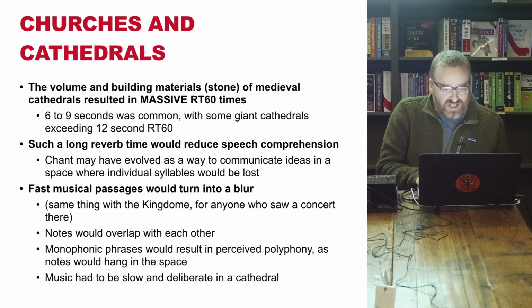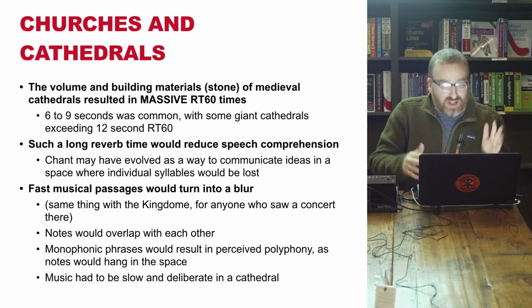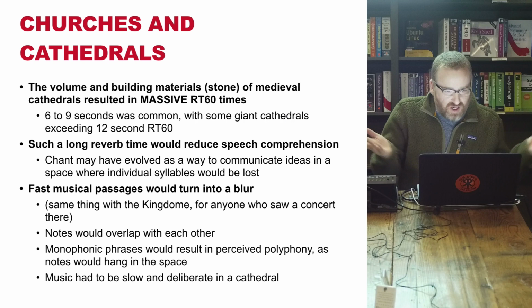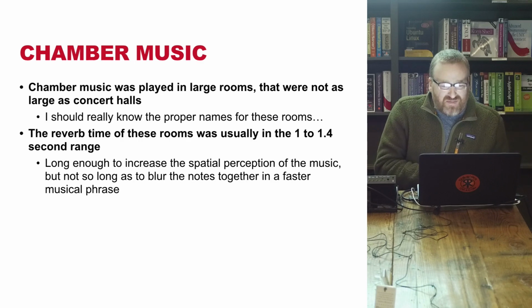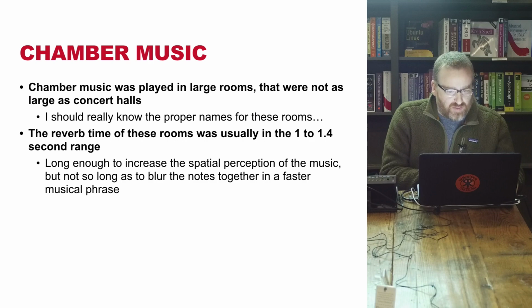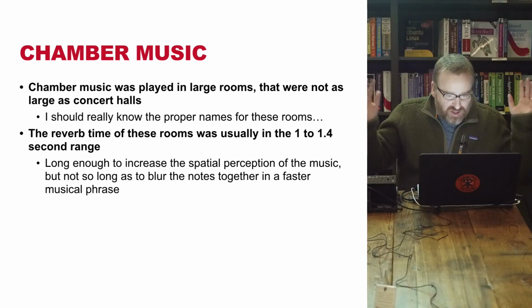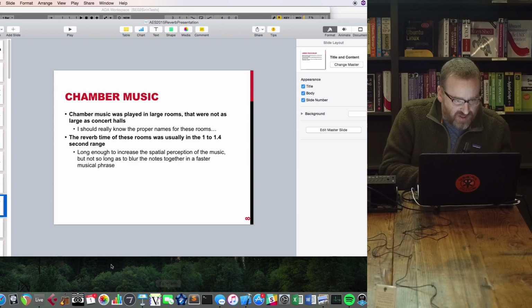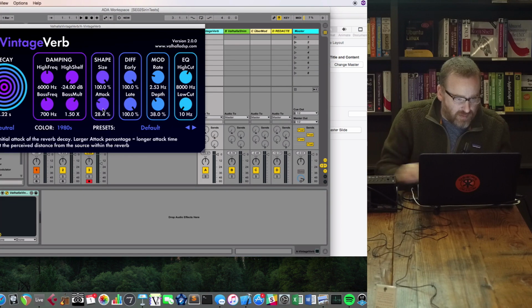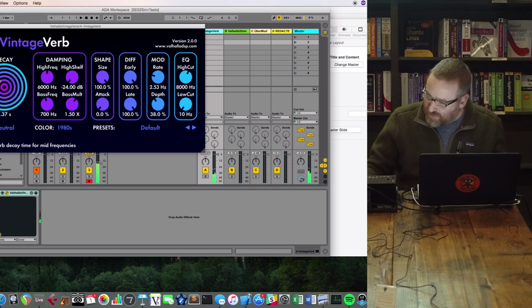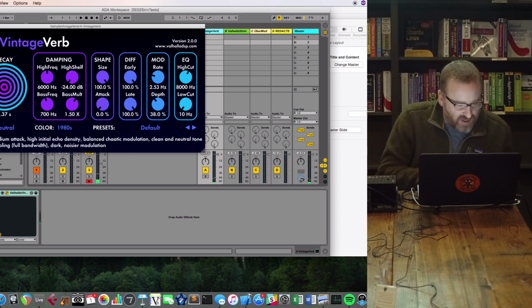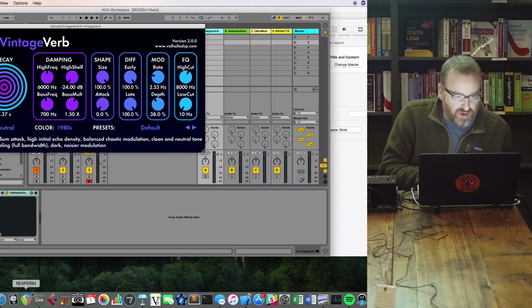So music in a cathedral needed to be slow and really deliberate, designed around the fact that your last several notes are going to be hanging around for quite some time. Chamber music is in big rooms, but not as big as concert halls. I don't know the names for those rooms because I don't know classical music that well. It has a shorter reverb range, like 1 to 1.4 seconds, which increases the spatial perception and richness, but doesn't blur things together. So for something like that, let's turn the attack down. You can see where you can have more complicated passages and still hear all the notes.